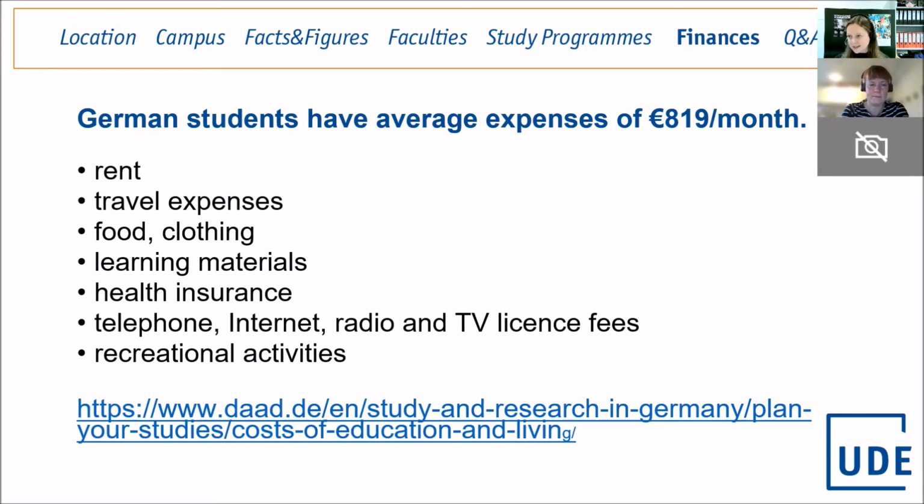So in German universities, all students have to pay a semester contribution every semester. For the UDE, the current semester contribution is around 320 euros. But it should be noted that that includes a free travel ticket for local transport. So that's actually the main cost of the semester contribution.